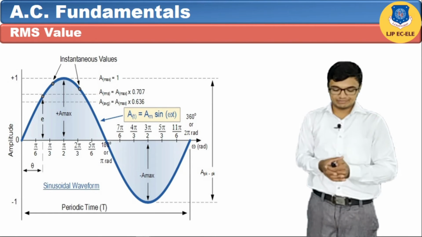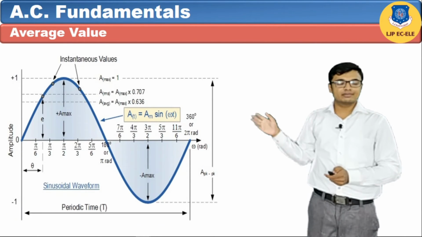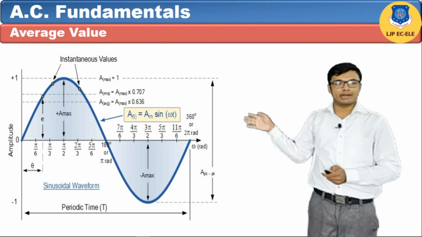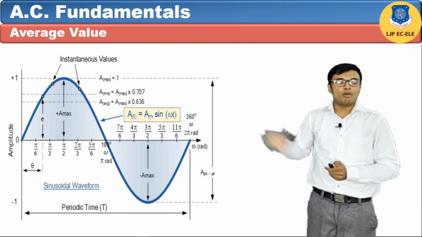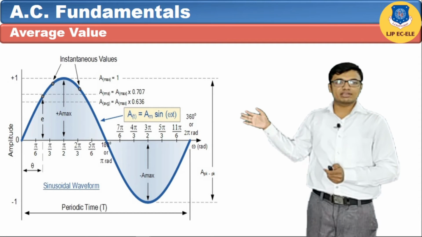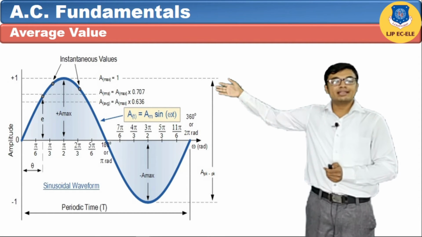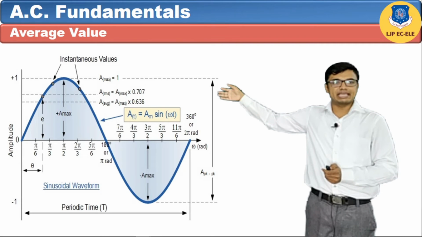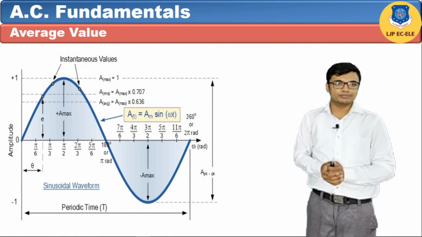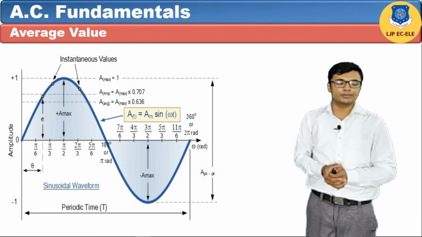Let's see next term, that is the average value. So here also there is a wave. On x-axis we have taken time period or angle in degree or angle in radian. On y-axis we have taken amplitude of any alternating quantity, and this is the equation for alternating EMF. Here there is a line which indicates the average value, that is average value is equal to 0.637 into maximum value. It means average value is 63.7% of maximum value.